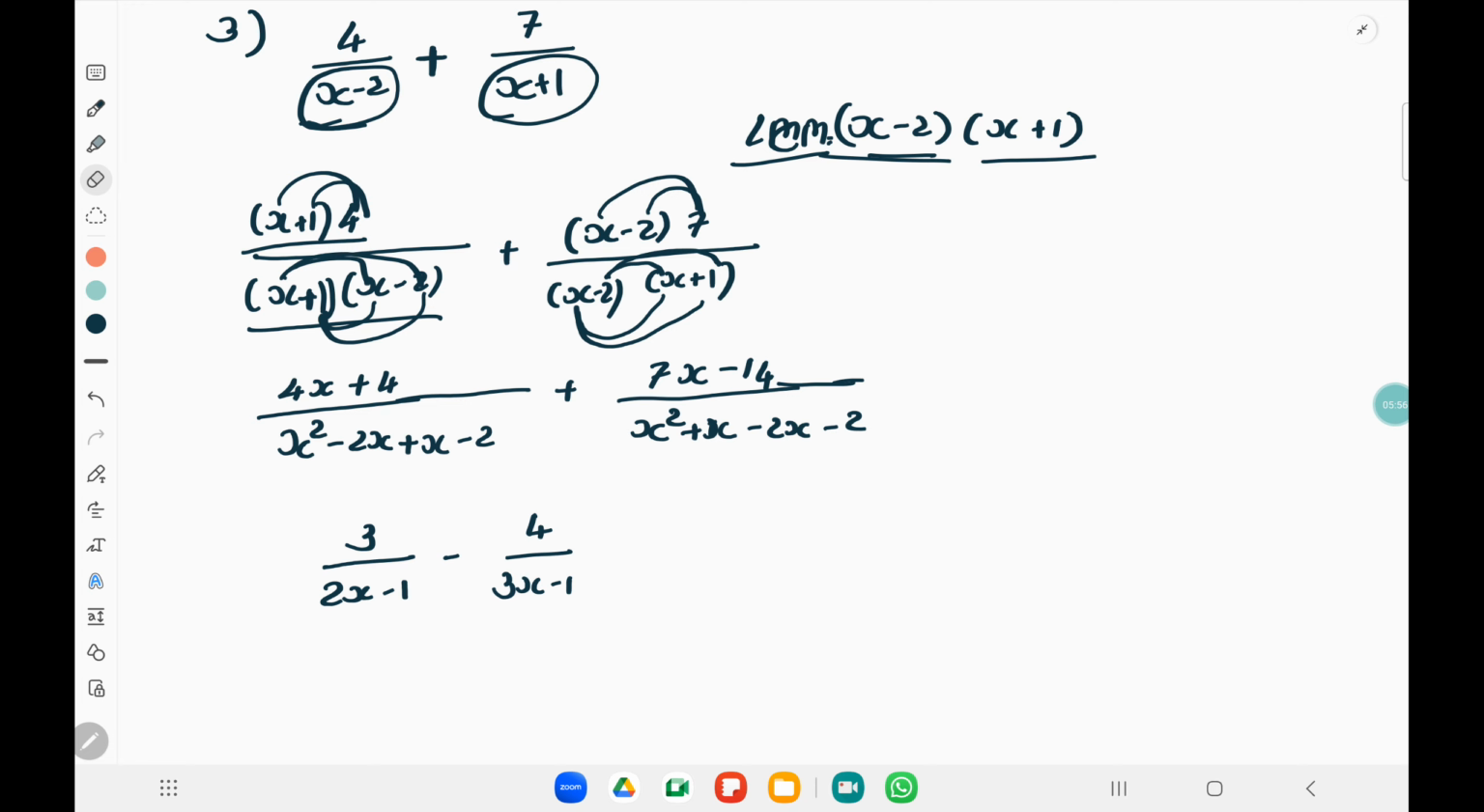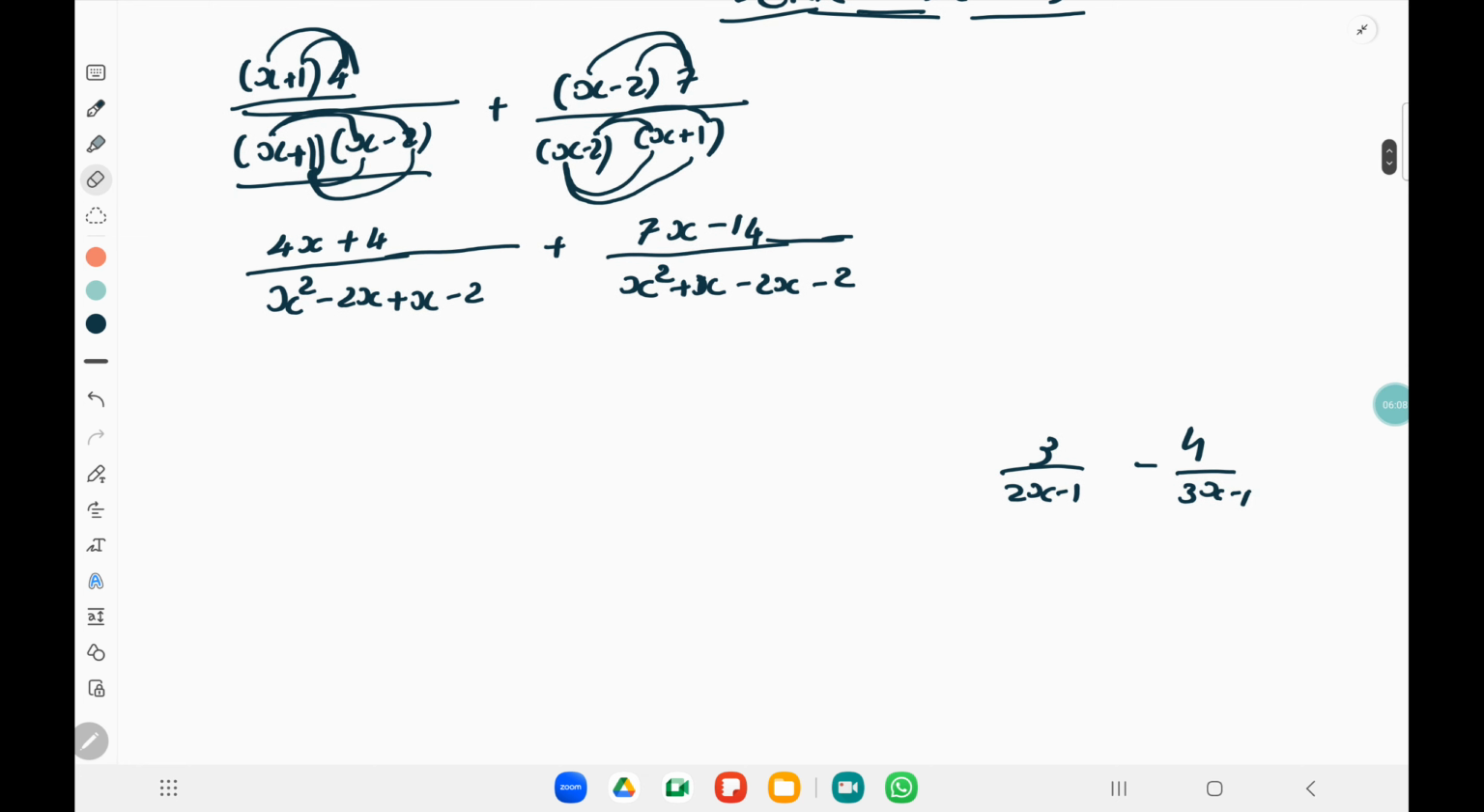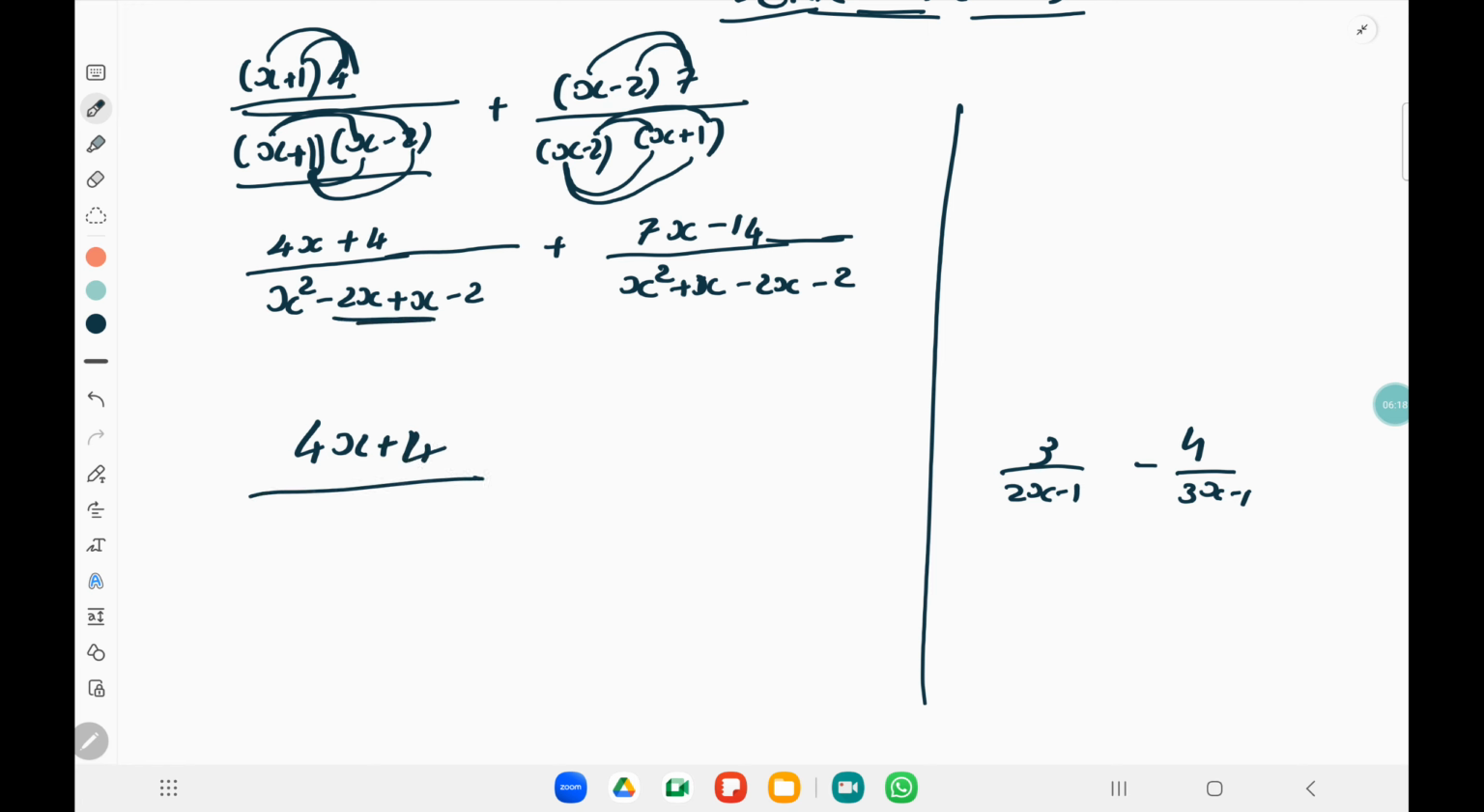So I write this question for now here, 3 over 2x minus 1, minus 4 over 3x minus 1. Okay, so later we write and find it. Okay, so let's continue this question. Here 4x plus 1, plus 4 over, I have to collect these like terms.